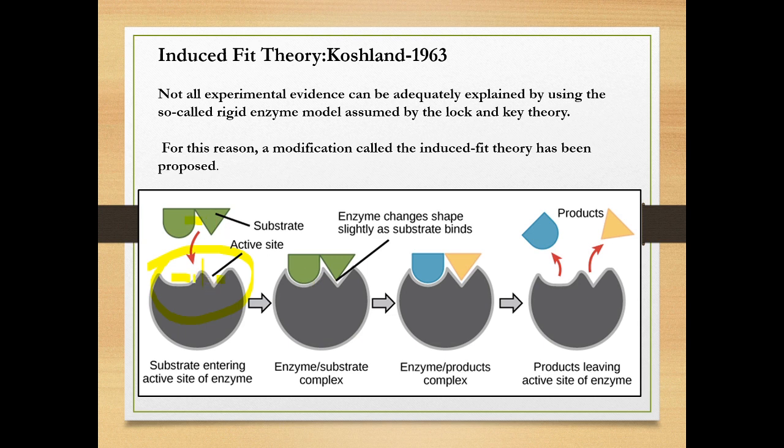So when the substrate binds, this enzyme undergoes some reorientations so that it correctly fits the substrate. So the enzyme undergoes some conformational changes so that the substrate can easily fit into the active site. So this becomes an enzyme substrate complex.